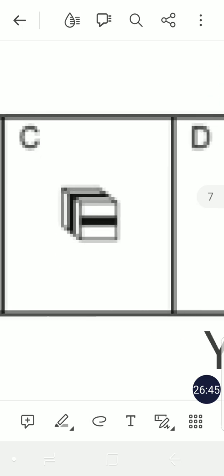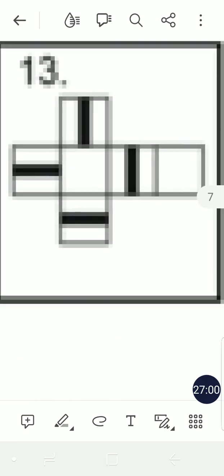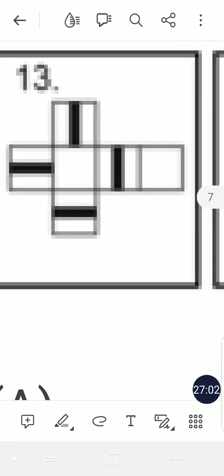and C, again, the way the lines are positioned, it's incorrect. You can see here, the two horizontal lines are right beside each other when you fold them together, and the two vertical lines are right beside each other when you fold them together, whereas here it's just not, it's incorrect.